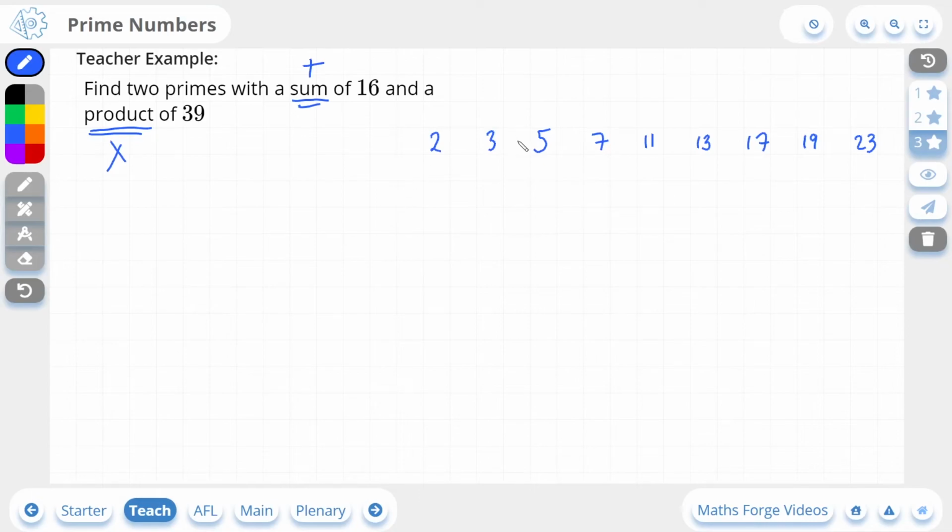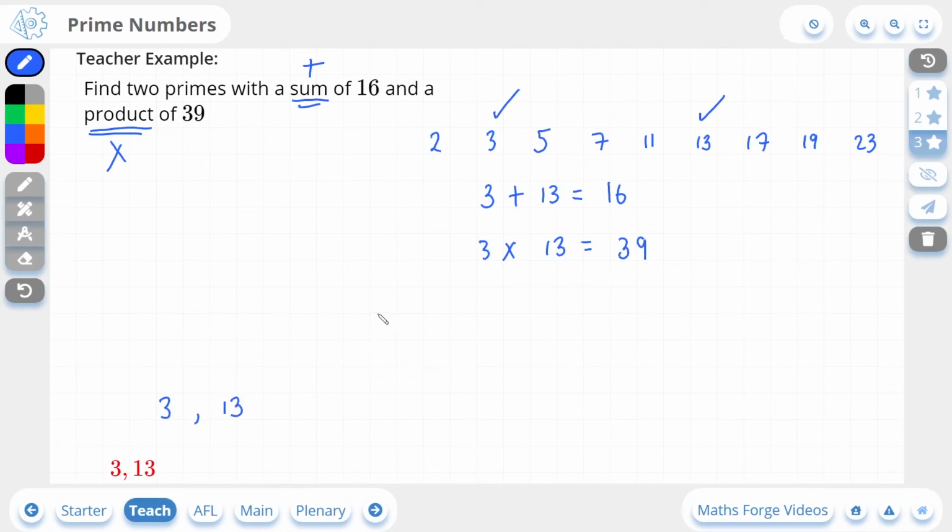So I can just see here that if I add 3 to 13, I get 16. But when I multiply them, do I get 39? 3 multiplied by 13 does indeed give you 39. So these are our numbers. 3 plus 13, the sum of them is 16, and 3 multiplied by 13, the product of them gives us 39. So these are our two primes, 3 and 13. And if we just check our answer, there it is.